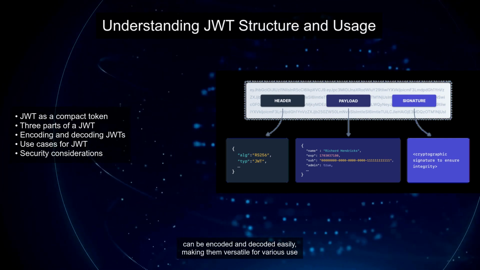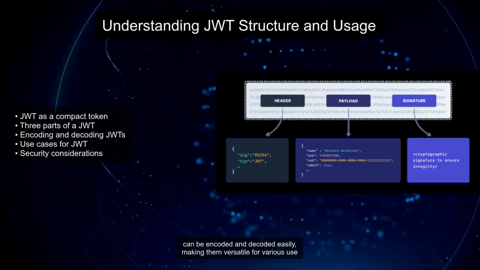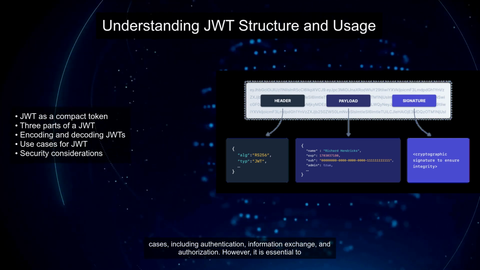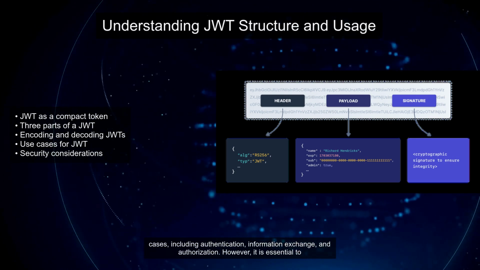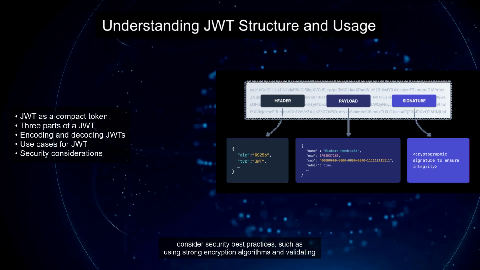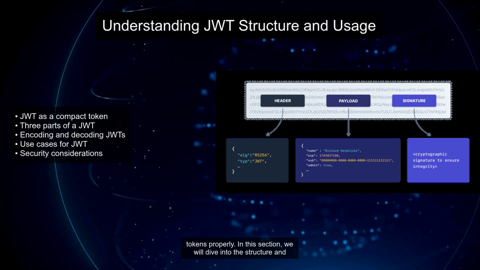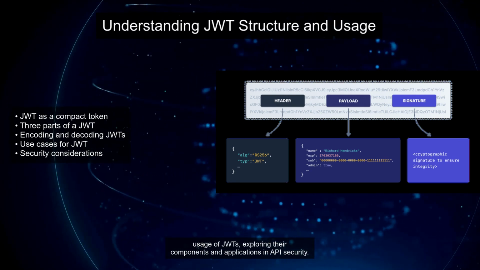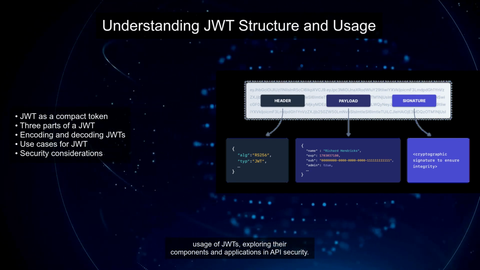JWTs can be encoded and decoded easily, making them versatile for various use cases, including authentication, information exchange, and authorization. However, it is essential to consider security best practices, such as using strong encryption algorithms and validating tokens properly. In this section, we will dive into the structure and usage of JWTs, exploring their components and applications in API security.